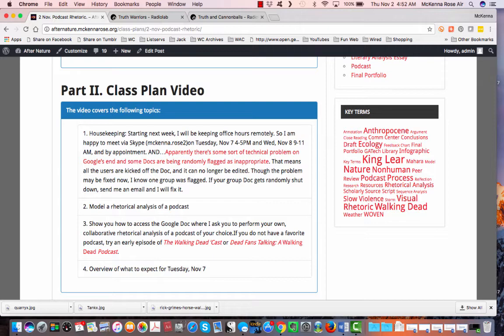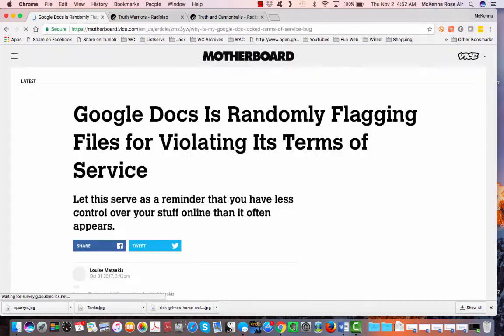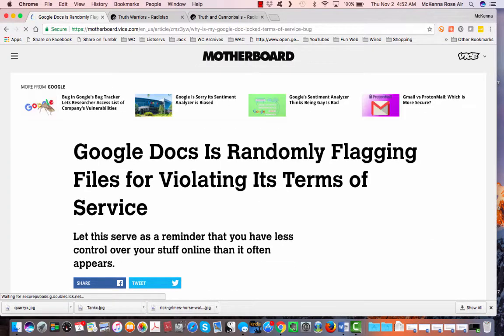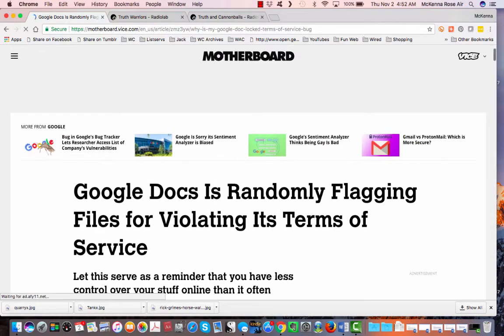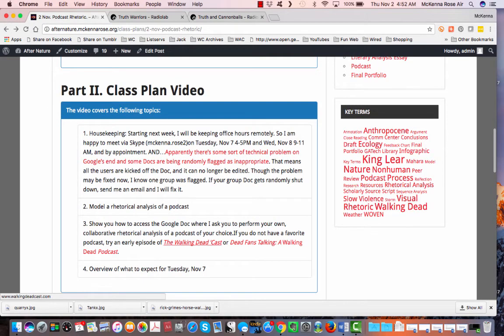Quick note, there's been some sort of technical problem on Google's end, which means that some Google Docs are being randomly flagged as inappropriate. That happened to one group last week. I feel like Google has fixed it. If you want to read more about it, here's a link to a Vox article explaining that Google Docs is randomly flagging files for violations of its terms of service. If you have been kicked out of your Google Doc and are no longer able to edit, just go ahead and send me an email and I will fix it for you.